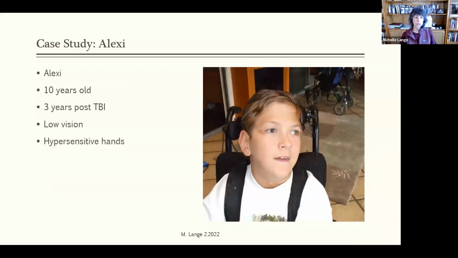We're going to start with Alexi. Alexi in this picture here is 10 years old, and he was about 3 years post a traumatic brain injury as a result of a motor vehicle accident. He has very low vision, and his hands at the time were very, very hypersensitive. So any contact with his hands was a negative stimulation that he really didn't like.